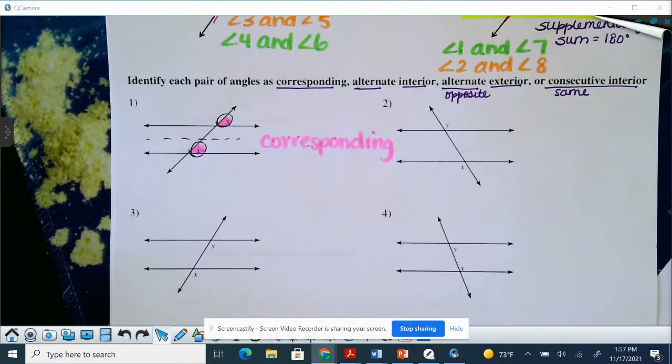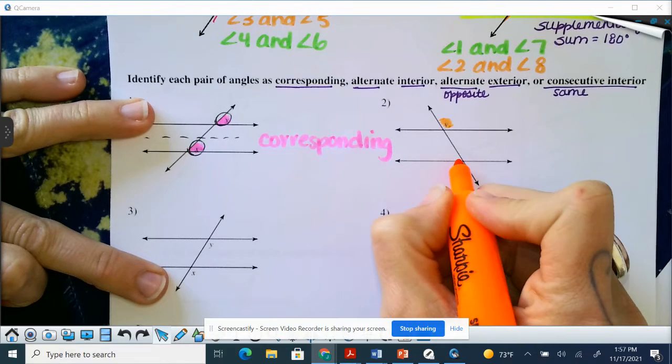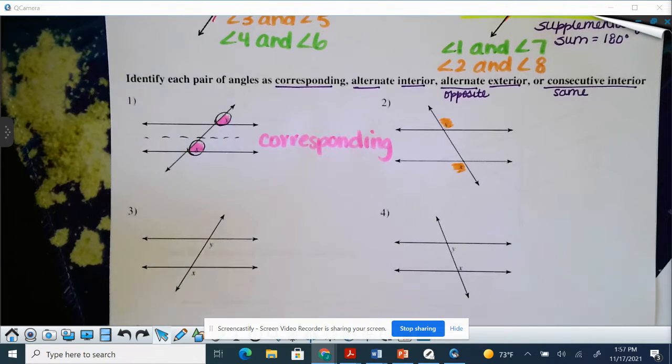Number 2, I have Y and X. They are both on the outside. So take a moment and see if you can think of what it is. Because again, as I always tell you, this is the time to mess up, not on the quiz or at the end of the lesson, but now.